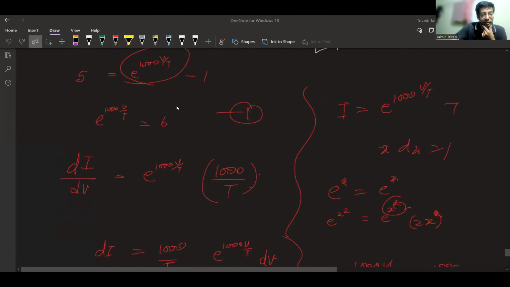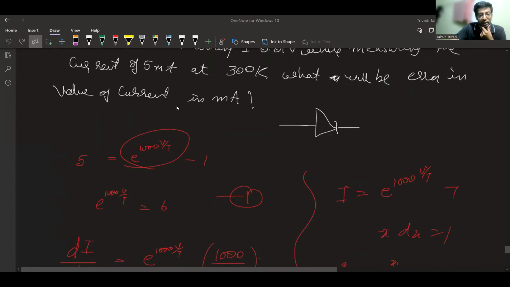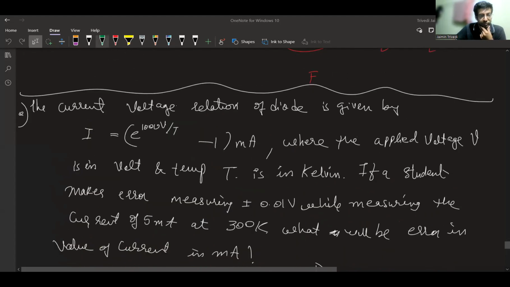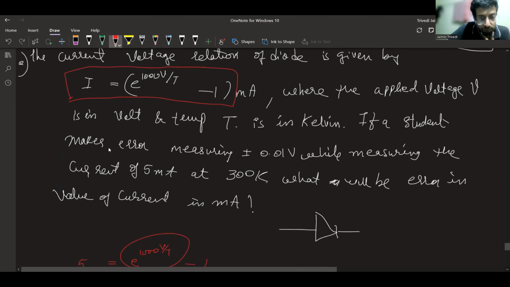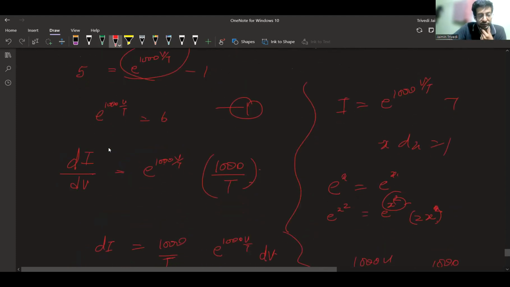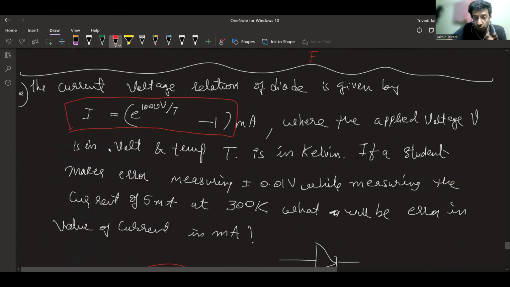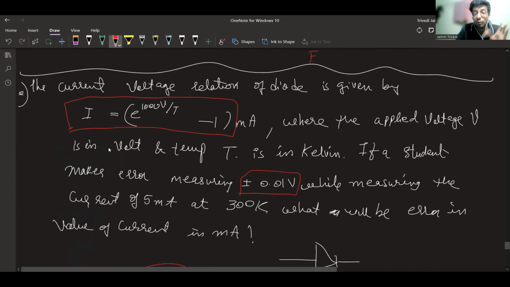This is a formula, I, right? I equals to this, this condition is given. Okay, I need to bring this down. I cannot simply do that. And I need here dV and dI value. So dV value is given here in the question. It is 0.01 voltage. That is dV value.